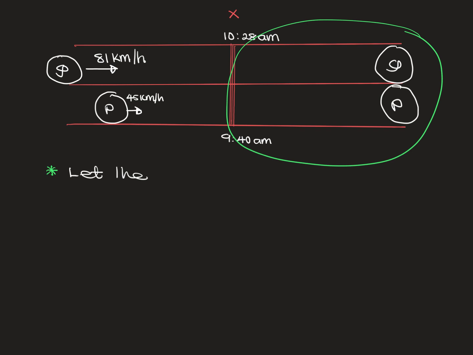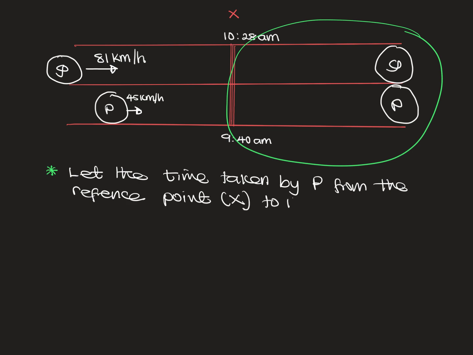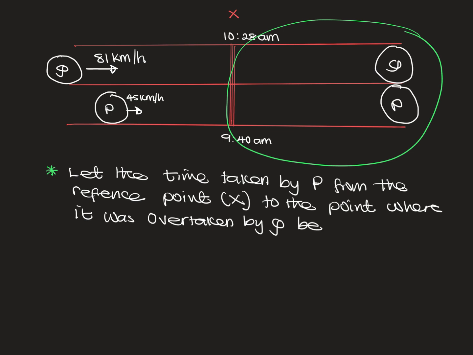Let the time taken by P from the reference point X to the point where it was overtaken by Q be T. So the time taken by P from this point to where it is overtaken by Q is T. Then in that case, what can we say about Q?